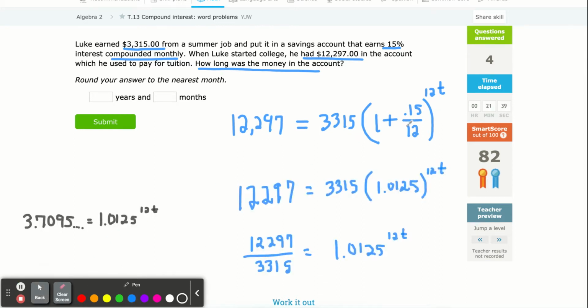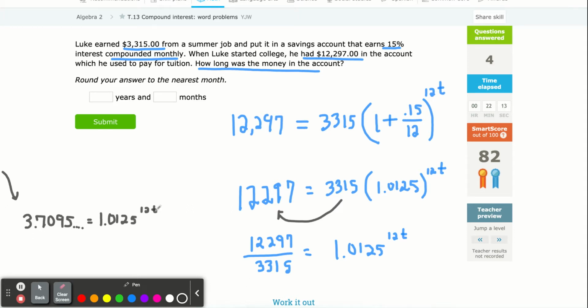So what I've done at this point is I added the 1 to the 0.15 divided by 12, which gave me 1.0125. Now do not multiply these two together, because this exponent I have to do first, but I don't know what t is, so I can't. So what I did is I divided over the 3315. That gave me this value over here, 3.7095. That was the 12,297 divided by the 3315. That equals the 1.0125 raised to the 12t.